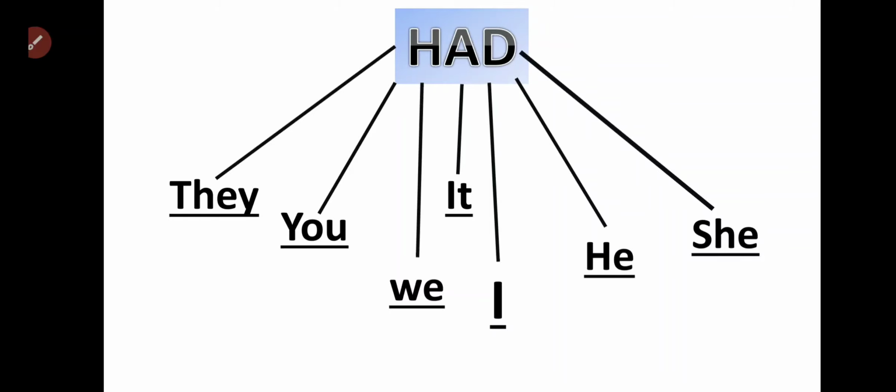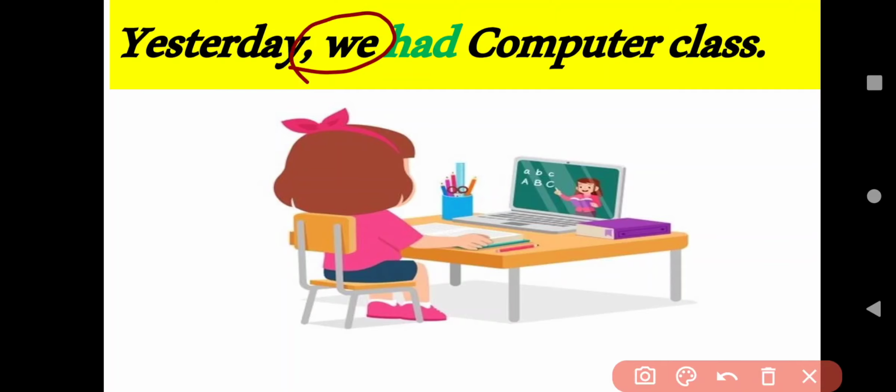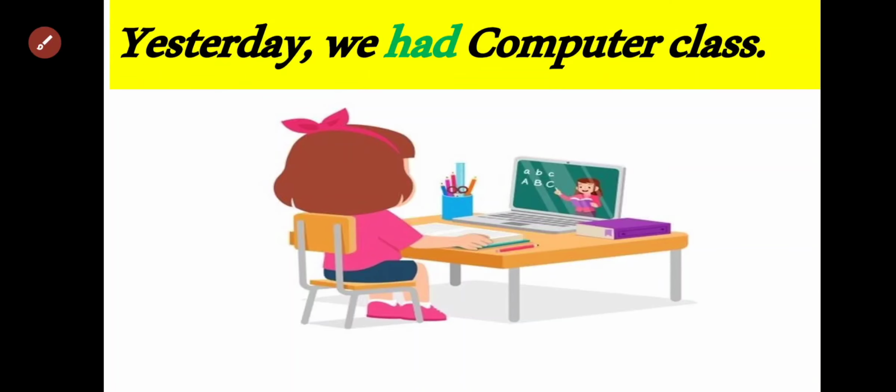We use had with they, you, we, it, I, he, she. For example, yesterday we had computer class. So here we are talking about yesterday. The day has gone. And here we stands for plural. No need to worry. Whatever subject will be here, in past time you always use had. Yesterday we had computer class.